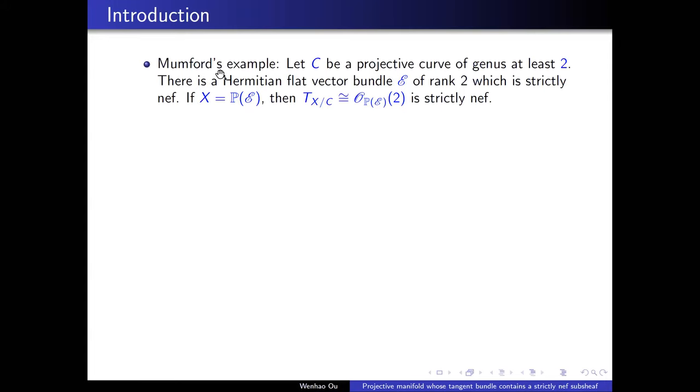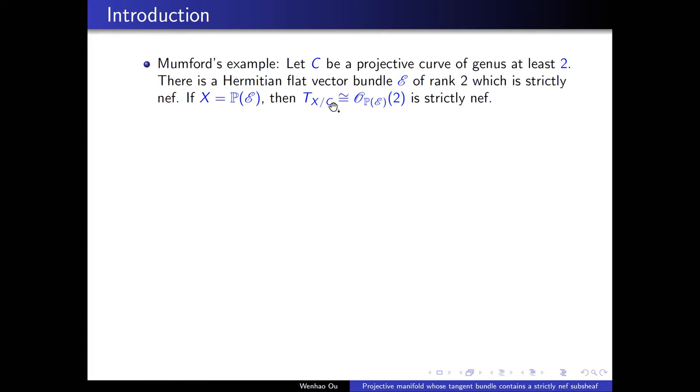It is called Mumford's example, but the construction goes back to Seshadri on vector bundles. This example was written down in Hartshorne's book. I don't know why it is called Mumford's example. But anyway, let C be a smooth projective curve of genus at least 2. Then there is a Hermitian flat vector bundle E of rank 2 which is strictly nef. Now, if we take X, the projectivization of this flat vector bundle, then its relative tangent bundle is just isomorphic to O(2), twice the tautological line bundle. So by definition, this is strictly nef.